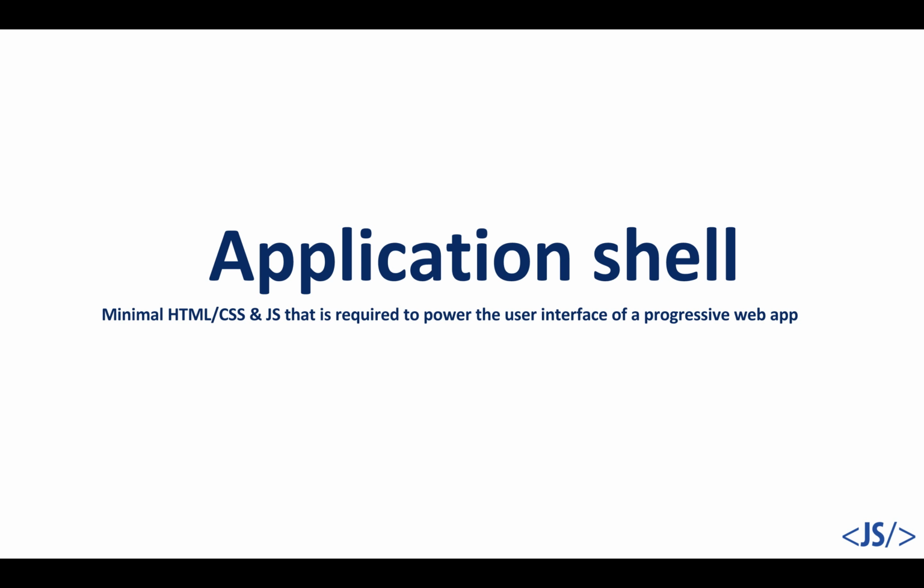The core of a PWA is the application shell. The first thing is you need to identify the minimum HTML, CSS and JS that is required to load your basic page. So when you are picking up the existing code base of your responsive website, you need to identify the minimal HTML, CSS and JS required to give the first load of your app. It could be a skeleton also.